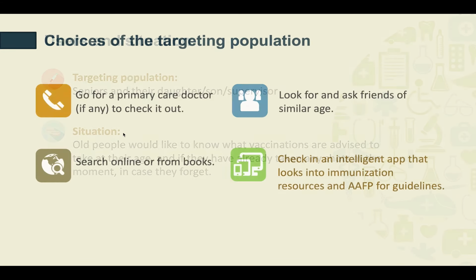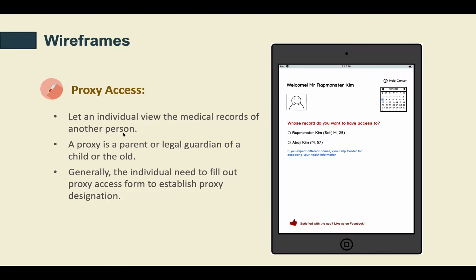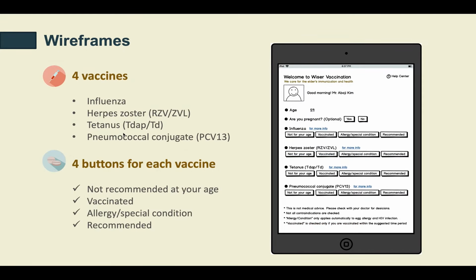And the next part is the wireframes. We can show the structure of our app here. Firstly, we have proxy access in our app because, as we mentioned, we want to allow the supervisors of the adults to check the vaccinations for their parents. And the main page of our app looks like this.